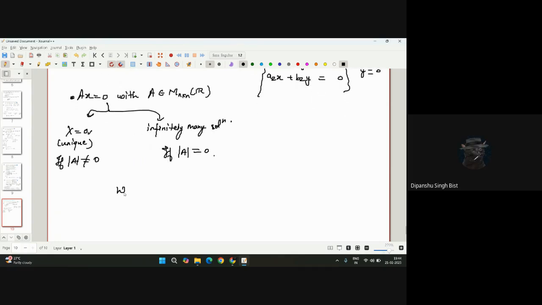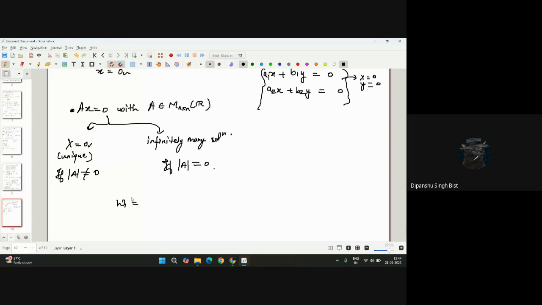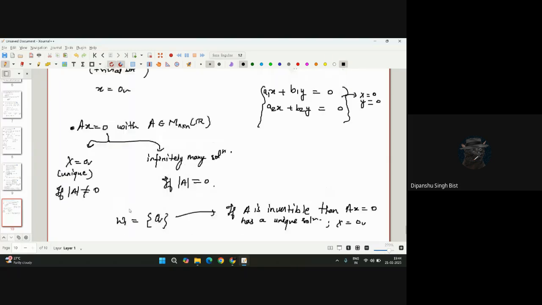So coming back to W1, W1 says all the possible values of x, all the possible solutions of this system. If A is invertible, there is only one solution, that is the 0 vector. If A is invertible, then Ax equal to 0 has a unique solution, and that solution we know is x equal to the 0 vector. So W1 contains only one single element.